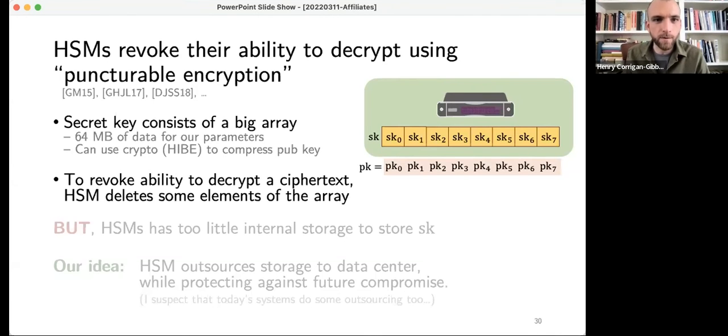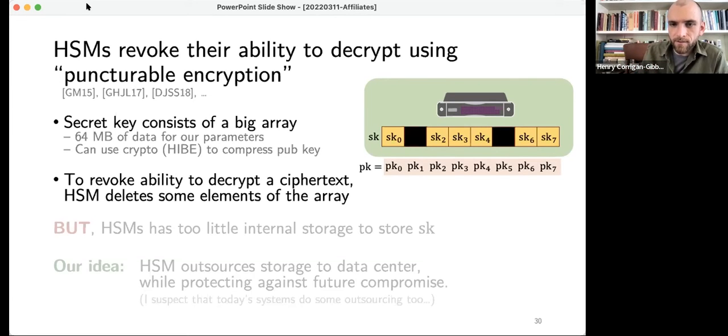So this is where we are. We're talking about how an HSM can revoke its ability to decrypt a ciphertext using this thing called puncturable encryption. The way puncturable encryption works at a very, very high level is that the secret key for one of these puncturable encryption schemes, or revocable encryption schemes, consists of a big array. It's something like 64 megabytes of data for the parameter settings we need. And then when the HSM wants to revoke its ability to decrypt a particular ciphertext, it just deletes some elements of this secret key, and that prevents the HSM from decrypting that same ciphertext in the future.